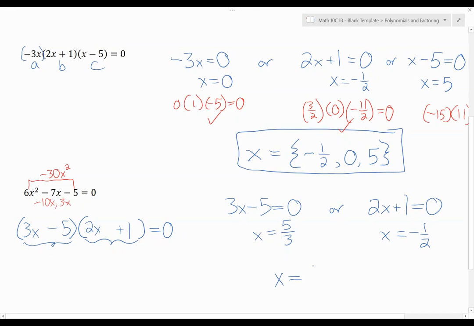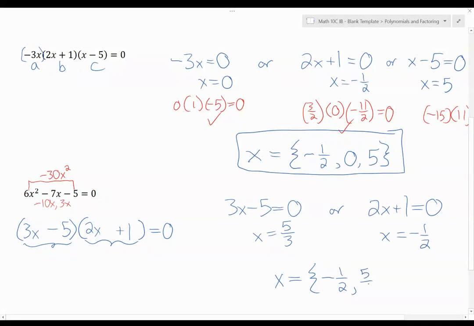So the final form for my answer: x is being chosen from a set of possible values, so using set notation, x is coming from the set that includes negative 1/2 and 5/3. There we go, 2 answers.